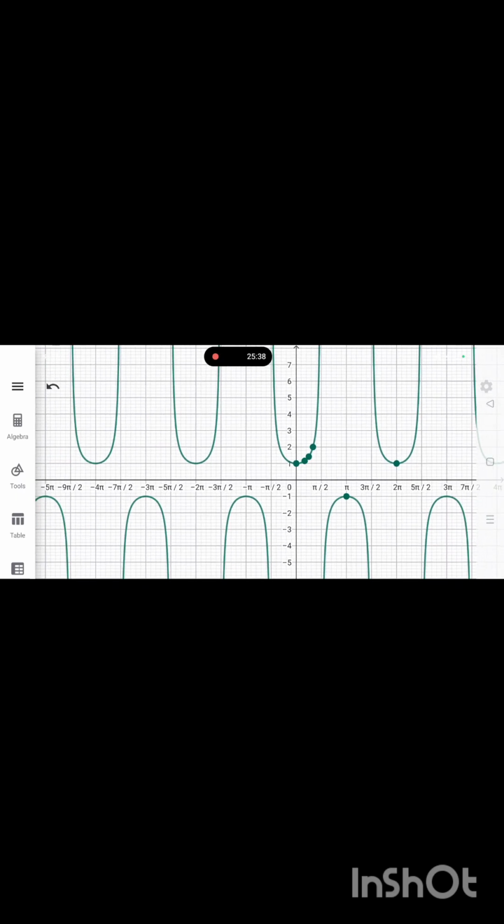Okay, use the GeoGebra app and learn how this input and output changes, and enjoy the maths.